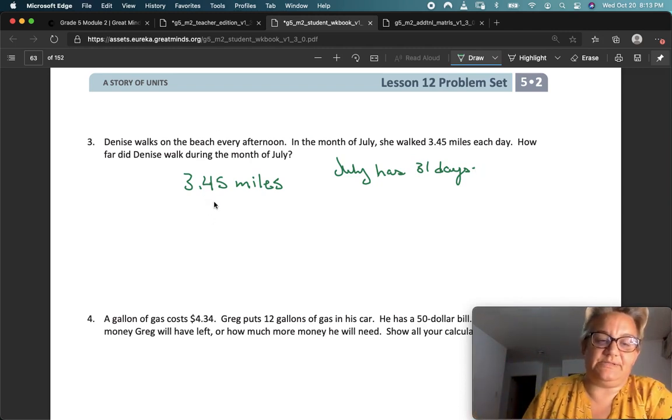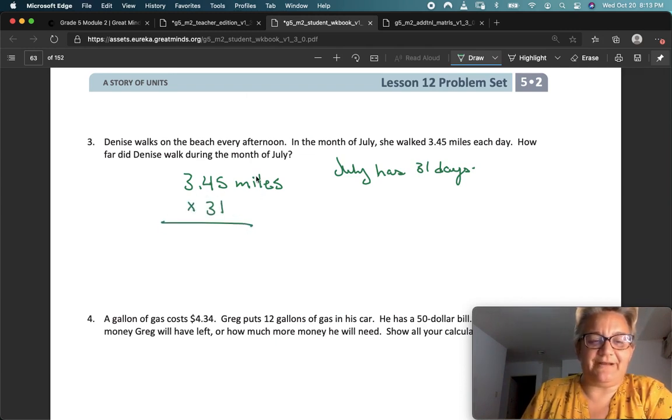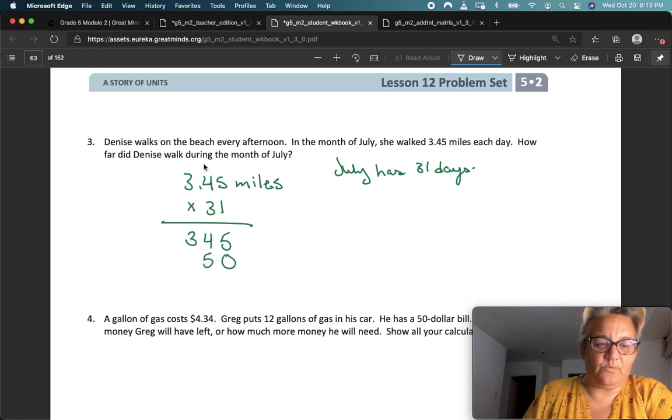That's fine too. So we want to multiply 3.45 times 31 to figure out how many miles she walked in the whole month if she walked every single day. That is dedication. Okay, so 1 times 5 is 5. 1 times 4 is 4. 1 times 3 is 3. Add the 0. 3 times 5 is 15, carry the 1. 3 times 4 is 12, plus 1 is 13, carry the 1. 3 times 3 is 9, plus 1 is 10.